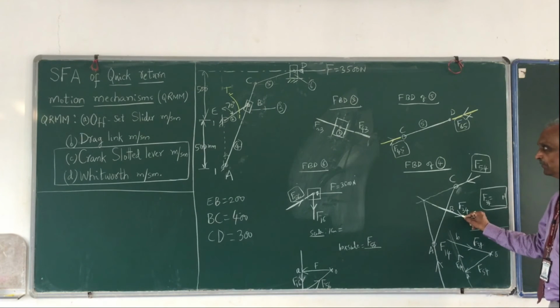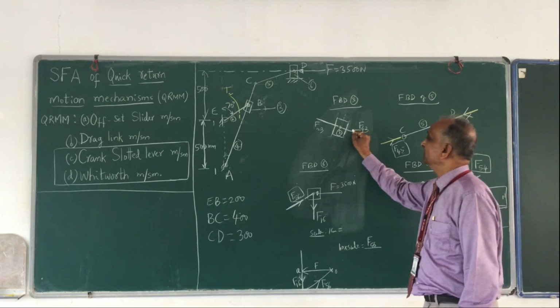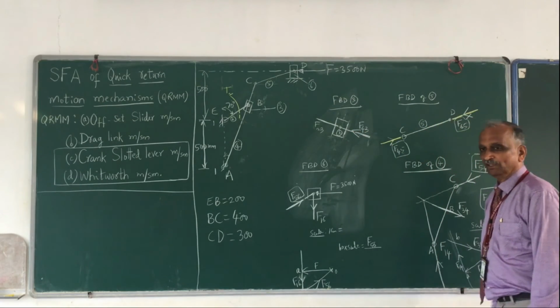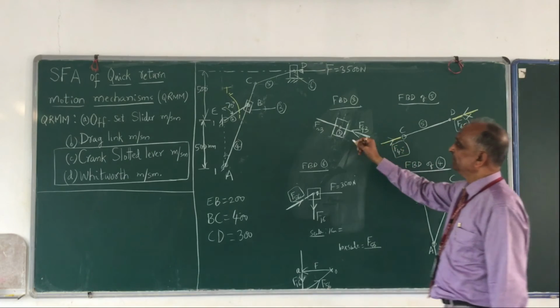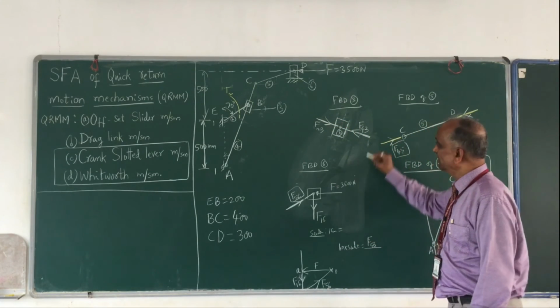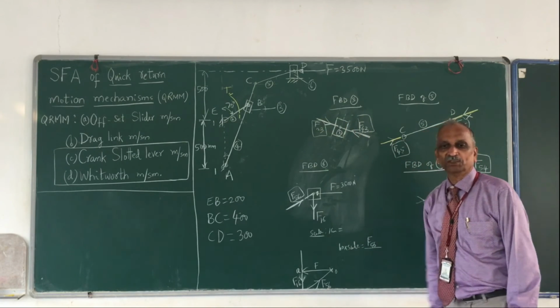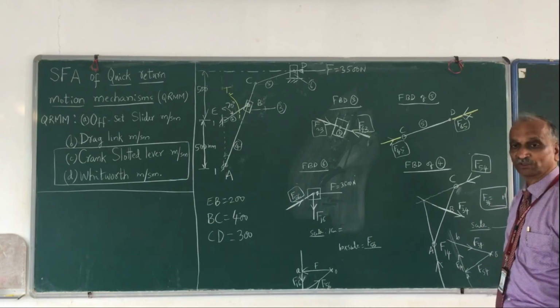If I know F34, I know F43. F43 is like this. Therefore, what do I know? I know F23 is like this. I know its magnitude also. Please remember, I know the magnitude and direction of F23.